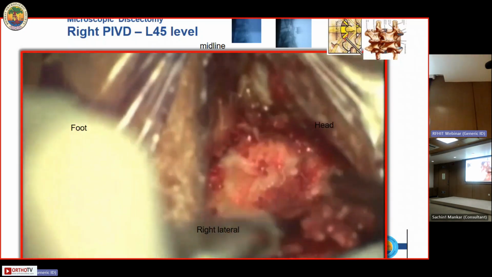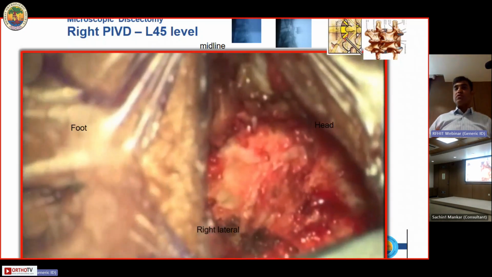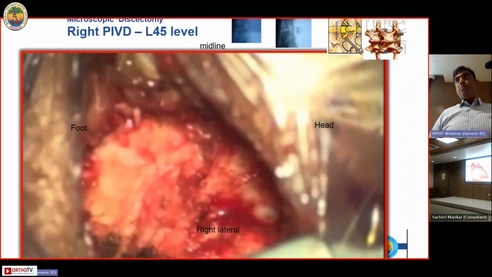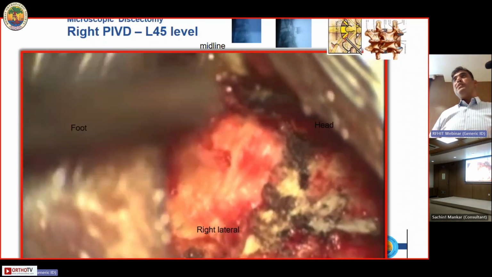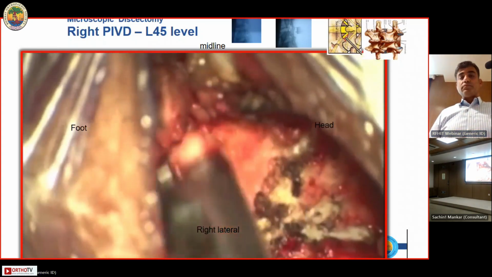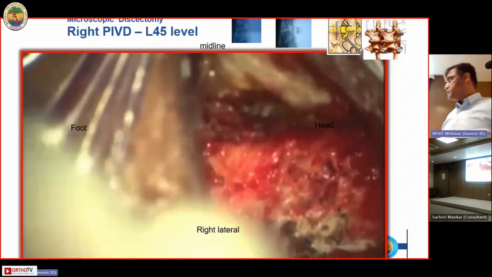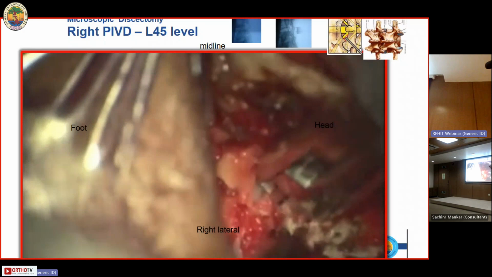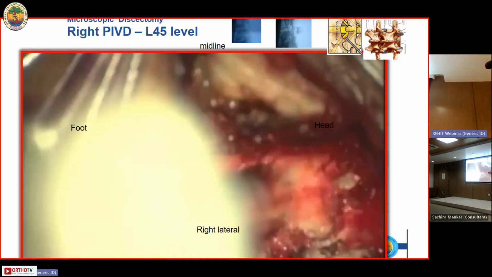So you just clear out the interlaminar space. The first thing you come across is the yellow ligament there. I do a partial laminotomy all the way to release the ligamentum flavum from the superior attachment under the lamina. And this is all happening after the muscle has been dissected from the spinous process laterally.